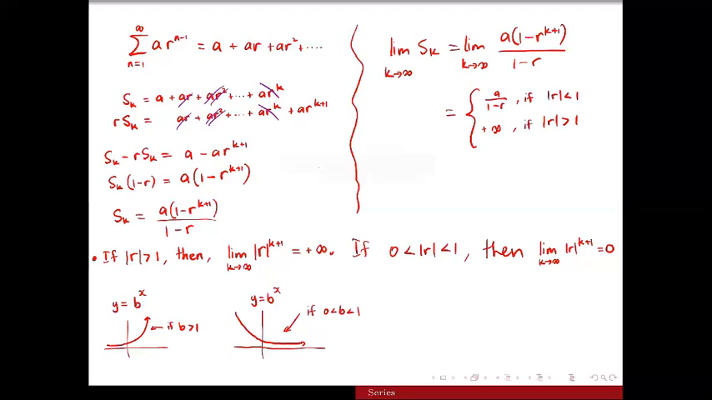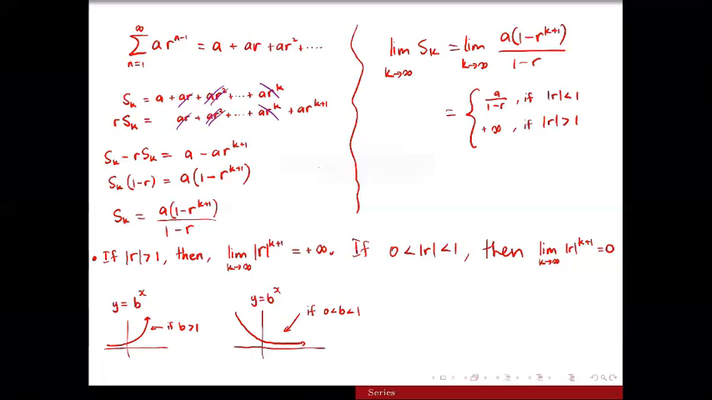In fact, we also have the equality in here. If absolute value of r equals 1. Actually, no. This guy here, it's not always plus infinity if that's the case. So I'll just remove this. Okay, I'll just remove the equality there.